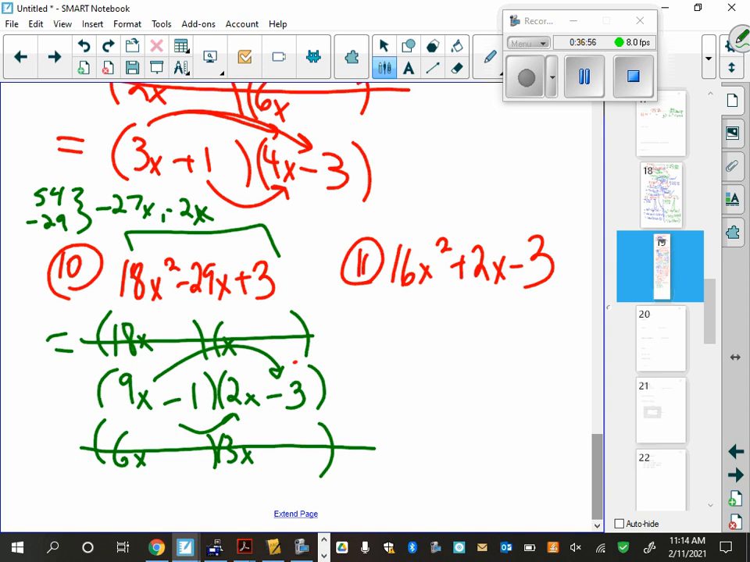Now again, sometimes you do this just accidentally, it happens, but if you FOIL it, it won't work. And then you correct your mistake and make that 2 a 1. And now I get 18x squared, negative 27, negative 29. Negative times negative is positive 3. Checkaroo.